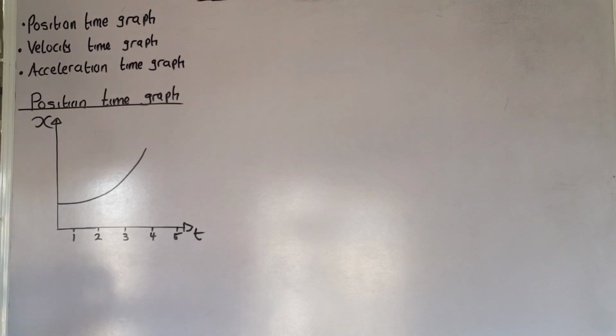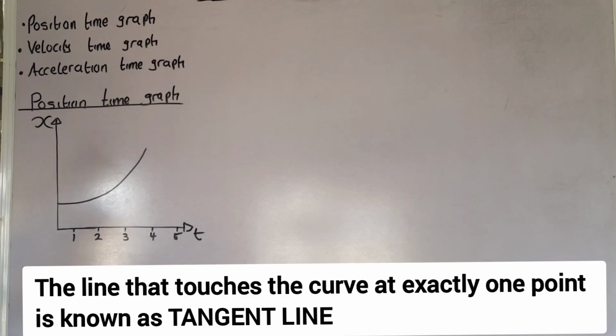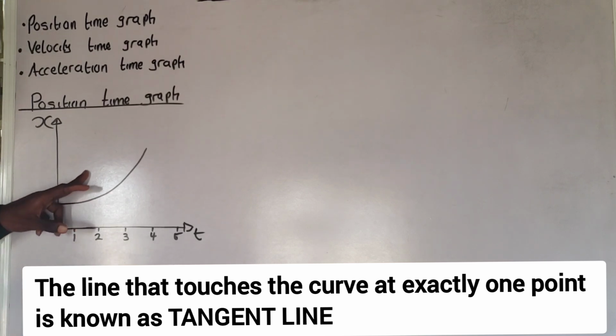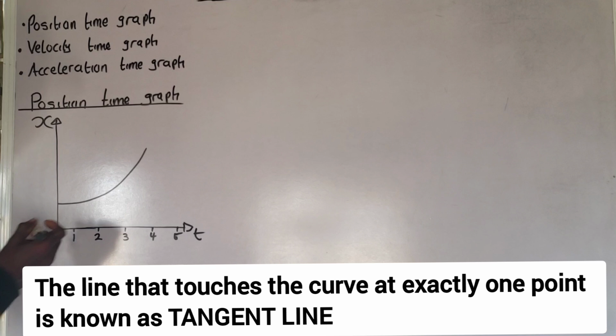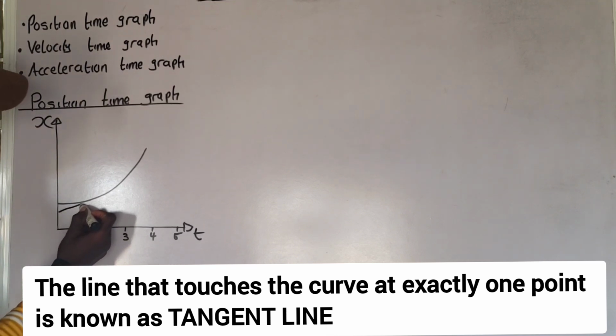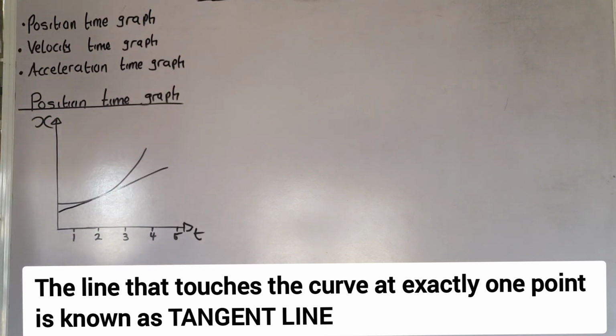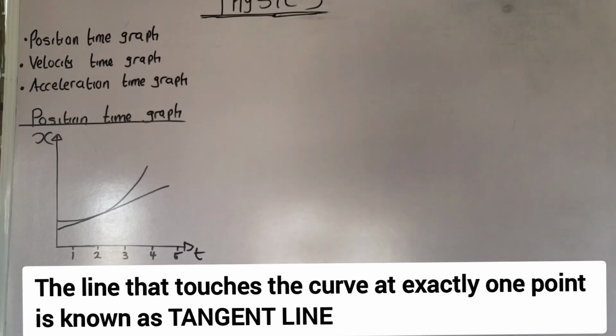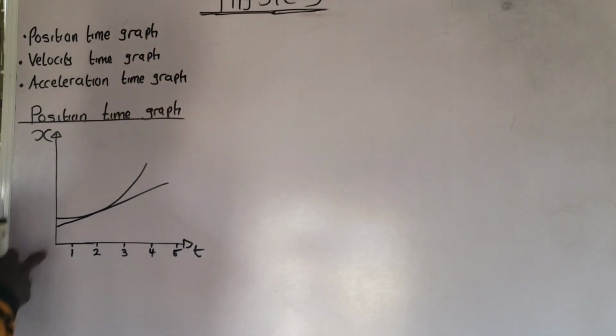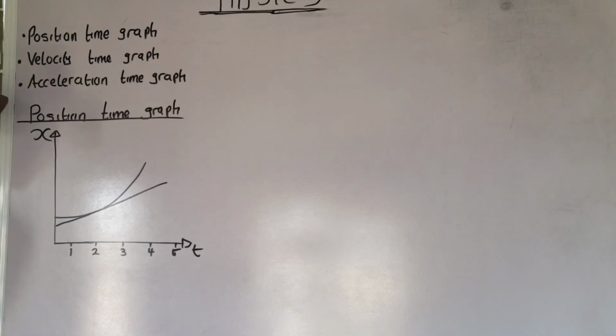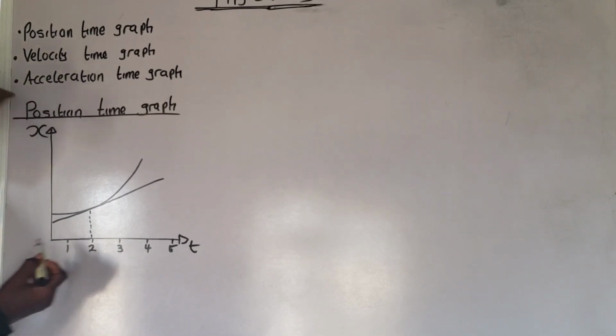Pay attention. The line that touches the curve at exactly one point is known as the tangent line. Let's say we have this position time graph. This is the line. This is the curve. Now, if we have a line that touches this curve at exactly one point, that line is what we call the tangent line. You can see that this line touches this curve at exactly this point.